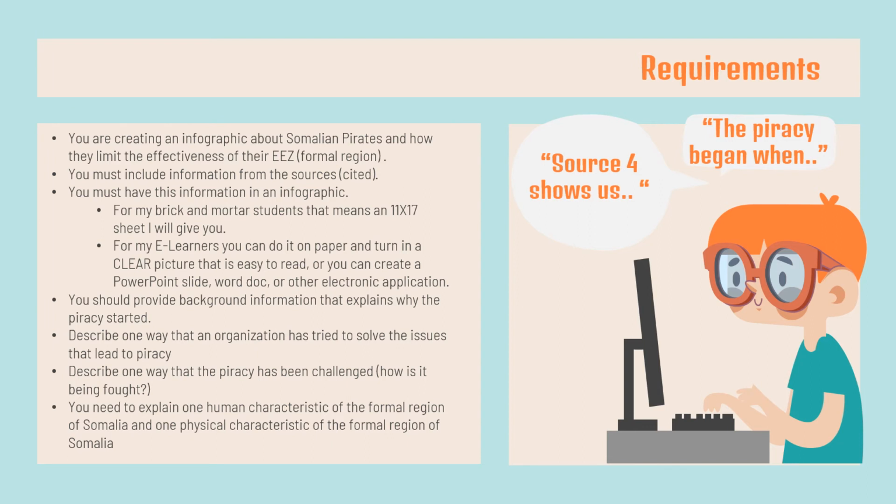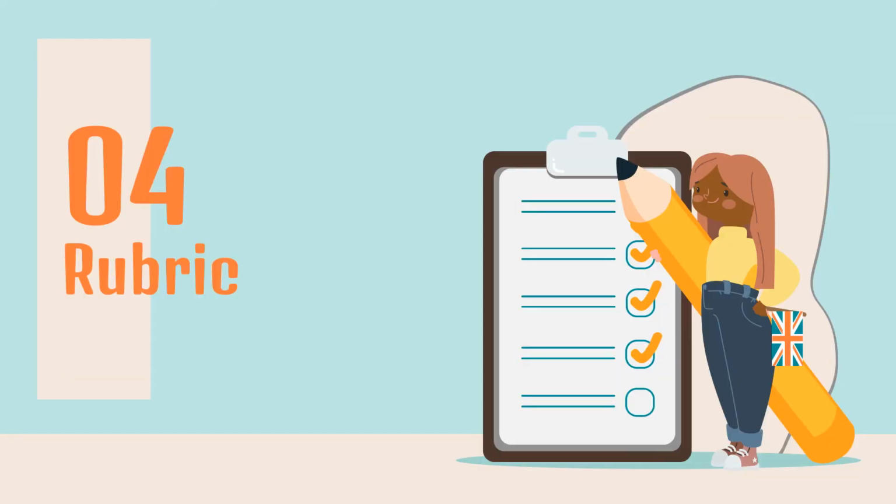Just make sure both of those pieces of information are there. And you need to explain one human characteristic of the formal region of Somalia and one physical characteristic of the formal region of Somalia. Minimum one of each, but the more you include, the better your grade's going to be. I'm going to show you the rubric that I'm using to grade, and I'll also have this on Canvas for you. I'm not printing out copies, but if you want to look at it while you create your infographic, it'll be on your Canvas page today.